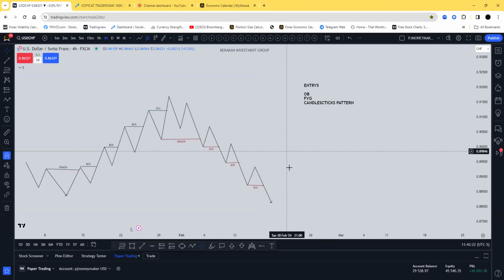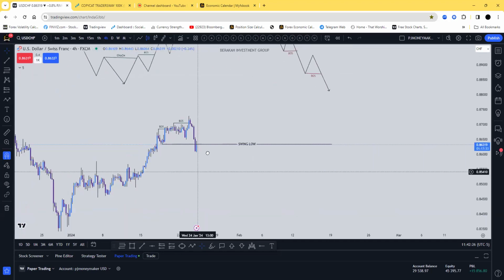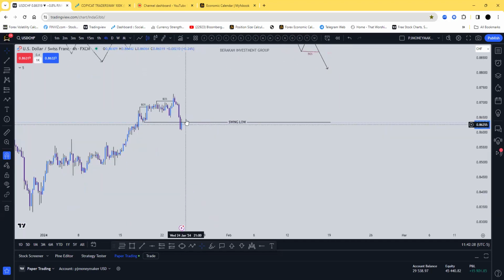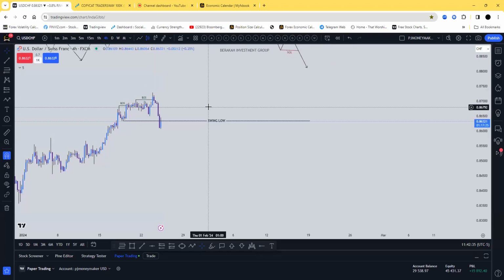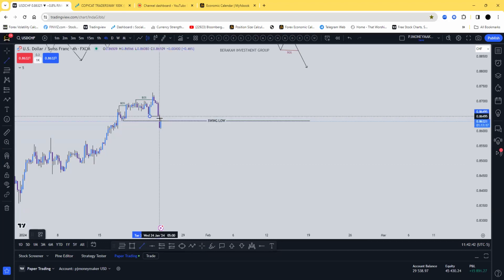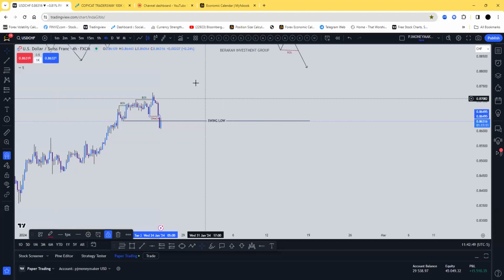So let's go straight to it. Right here, I want to tell you first what I'm waiting for. You can see the market already closed below here. After the break of structure, we got a change of character for sell.